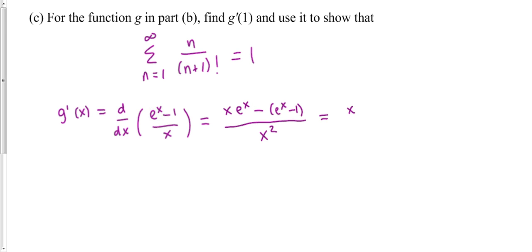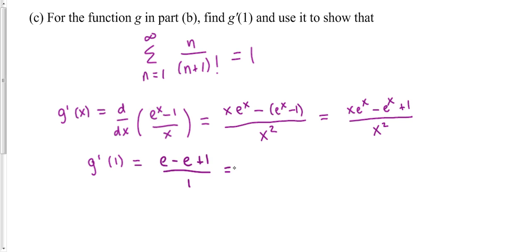So we're going to have x e to the x minus e to the x plus 1 all over x squared. And then the whole point of this is to find g prime of 1. And so when I substitute in x equals 1, I'm going to get e minus e plus 1 all over 1, and that's going to give me 1.